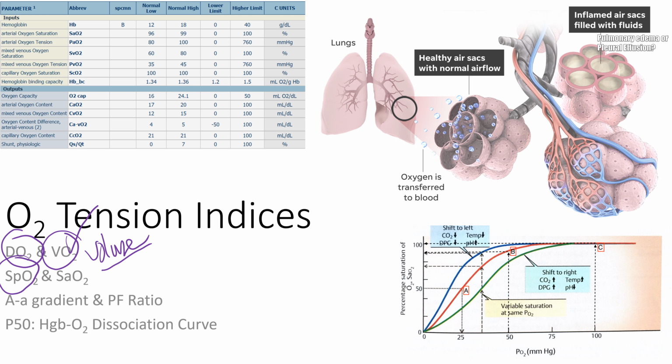We talked about the AA gradient briefly. We'll talk about the more useful PF ratio, which is like the poor man's AA gradient, because when you actually do an AA gradient, it gives headaches. And P50 is a number we can attach to our favorite thing we ever learned in school, the O2 hemoglobin dissociation curve.